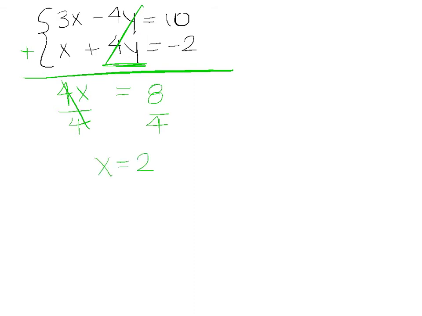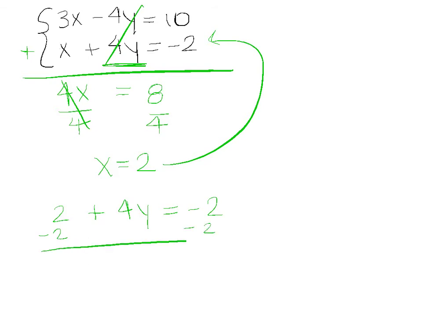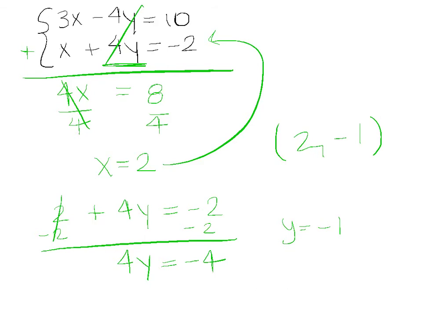X equals 2. Now we can plug it into either equation. I'm going to plug it into the bottom one this time. So 2 plus 4y equals negative 2. Subtract your 2. 4y equals negative 4. So y is going to equal negative 1. So my answer is 2 comma negative 1.